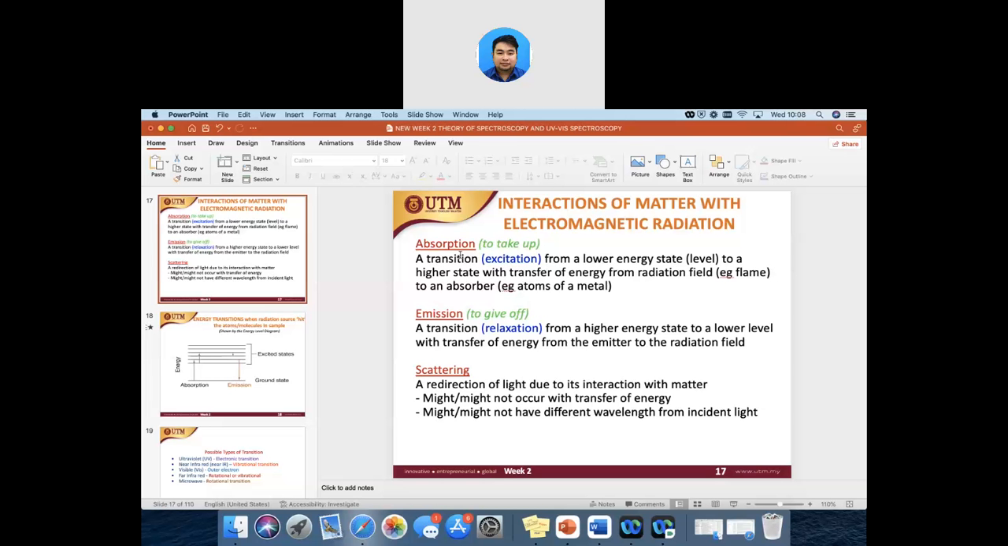So that is the difference between absorption and emission. For some analytes, it will take absorption. For some analytes, it will just become emission. We will look at this later on. But for now, you just need to know what is absorption, from ground to up, and emission, from up to ground. Scattering is the redirection of the light. I am powerful enough, I don't want to absorb you, I don't want to emit you. I just deflect you to another direction. So there are three types of interaction.